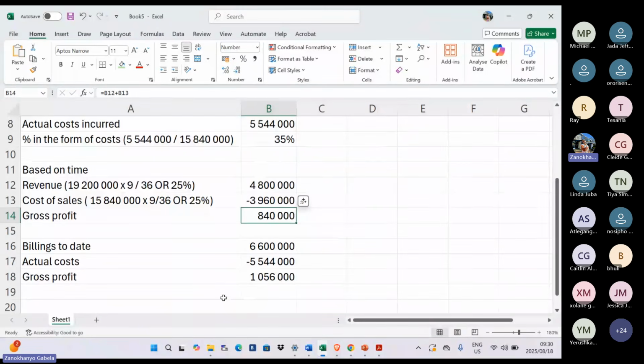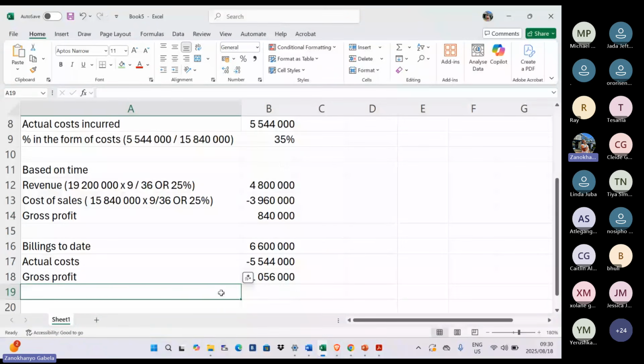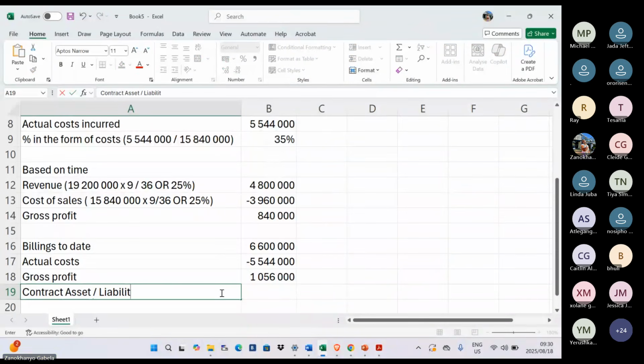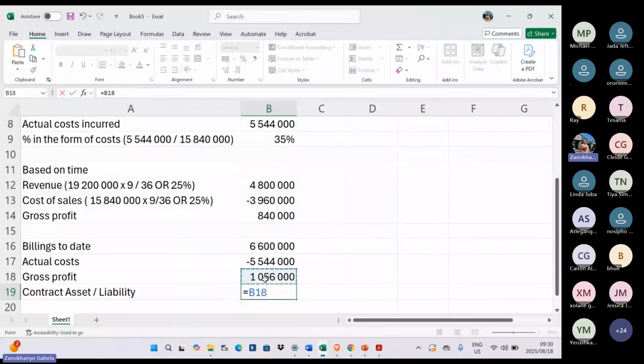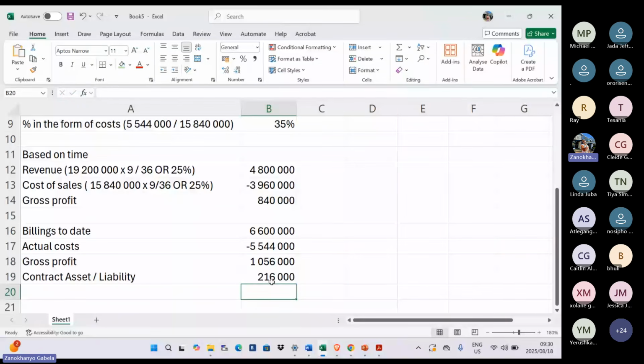Okay, sure. So now we want to know whether we have a contract asset or liability. Okay, perfect. And then we do this simply. We take this guy over here minus that guy over there. Then we have 216. Right.